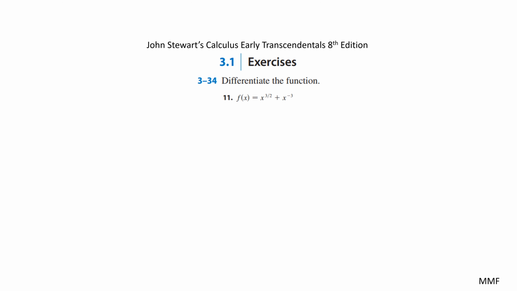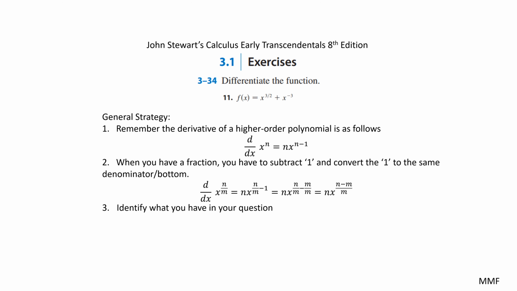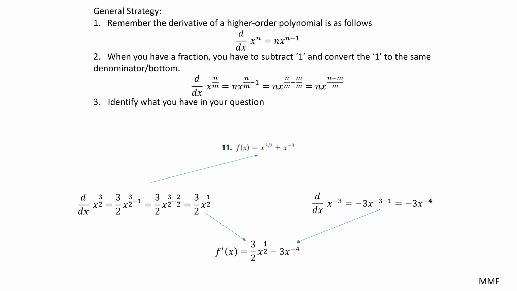This is question 11 from section 3.1. Just like question 10, we have a function where the power is a fraction. So we do the exact same thing. When you have a higher order polynomial, you just move the old power in front and subtract 1 from it. But in this case, you can't just directly subtract 1 from a fraction. You have to convert it to a fraction first, and you want to pick the same denominator as you have in your fraction.